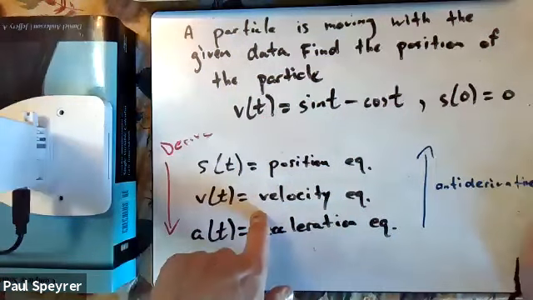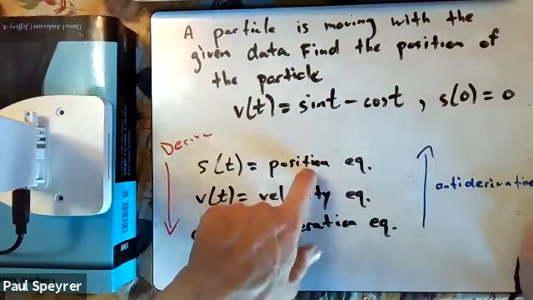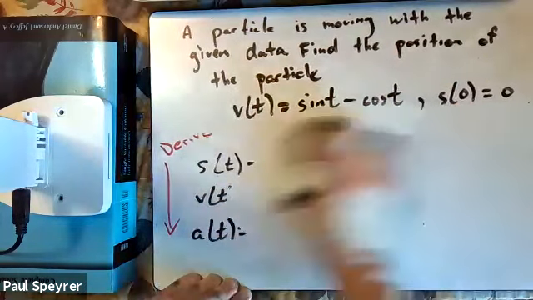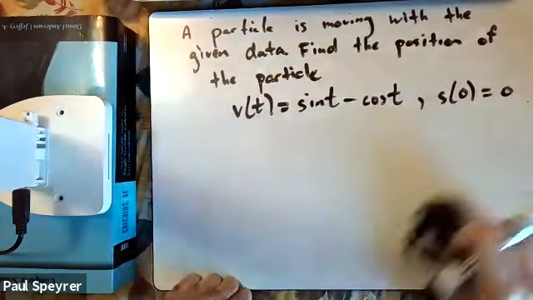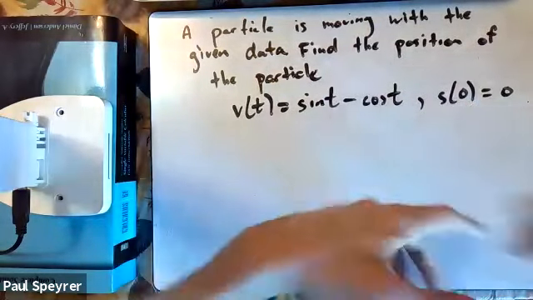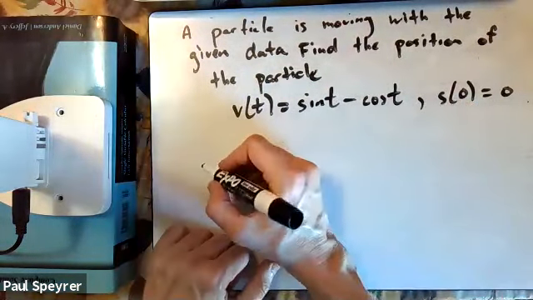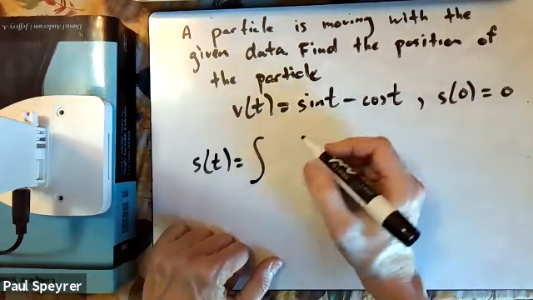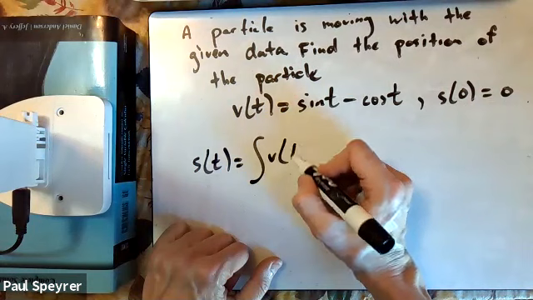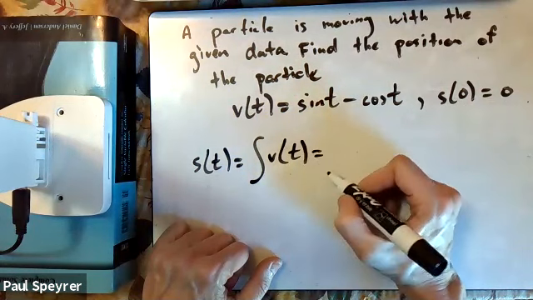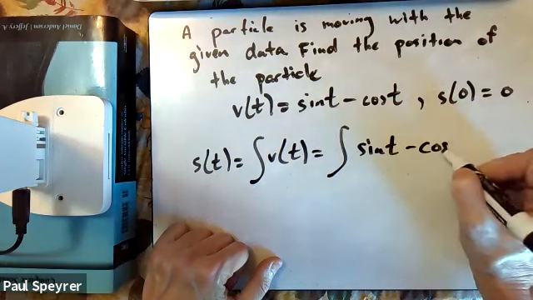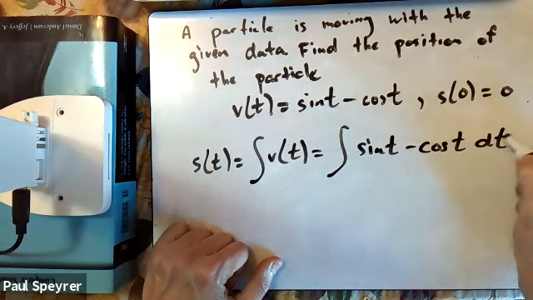Well, we have the velocity equation. To get to that position equation, we need to go ahead and take the antiderivative of it. But this piece does play an important part later on. So s of t is equal to the integral, or antiderivative, of v of t. In this case, it's the antiderivative of sine of t minus cosine of t dt.